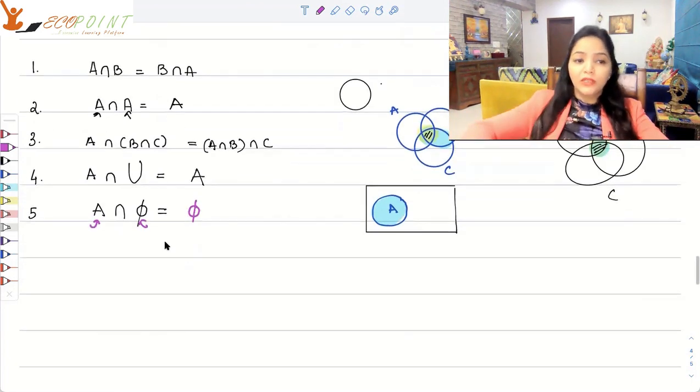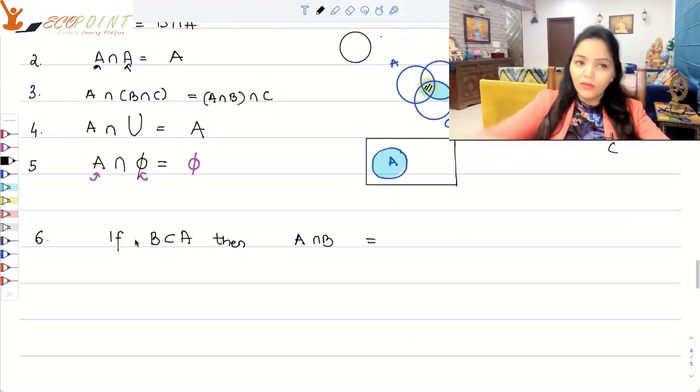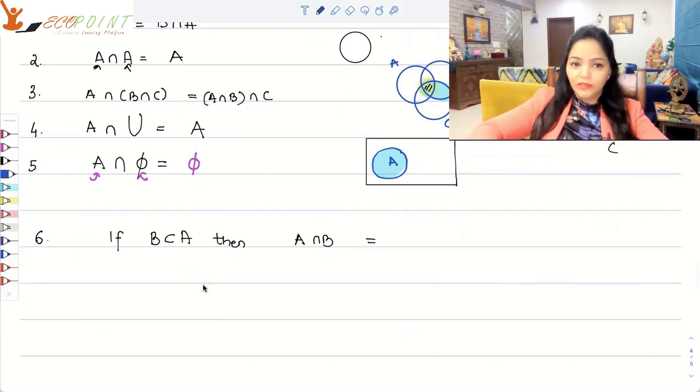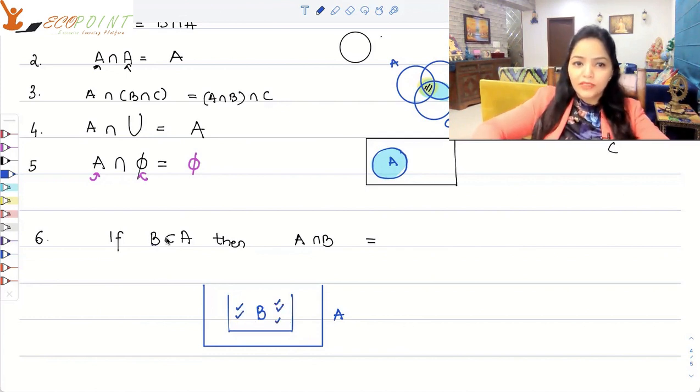Now, property or law number 6. If B is contained in A, then A intersection B will be equal to what? This will always happen just the way we saw in case of union. We are talking about a situation where you have two boxes. This is box A, and box B contains some elements which are in A also and in B also. So this is box B. It's totally inside A. So whatever elements you have in B, they are a part of A also. That's what this symbol containment means.